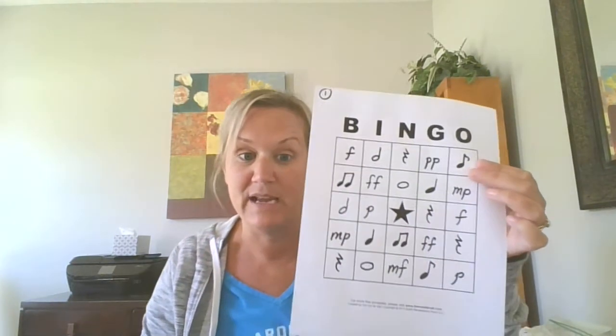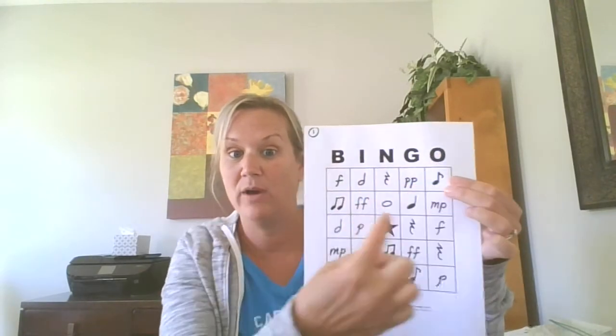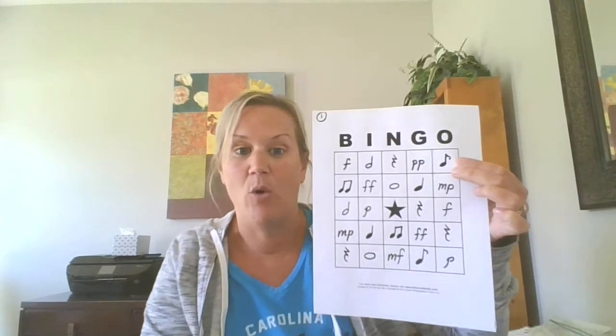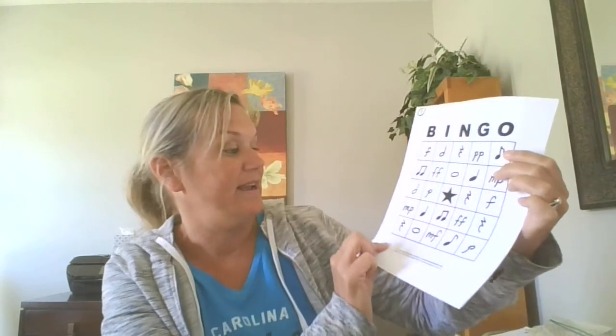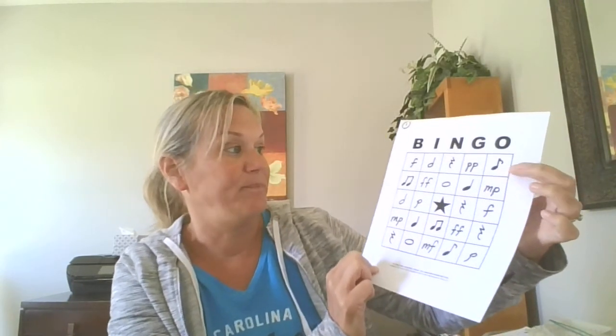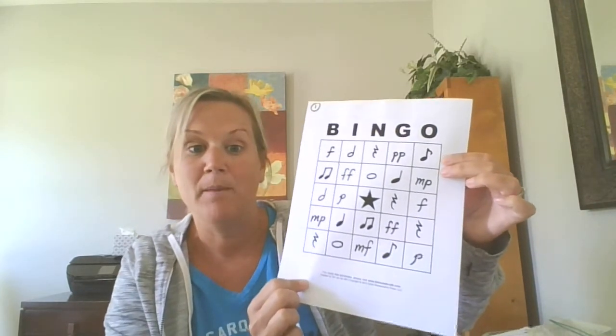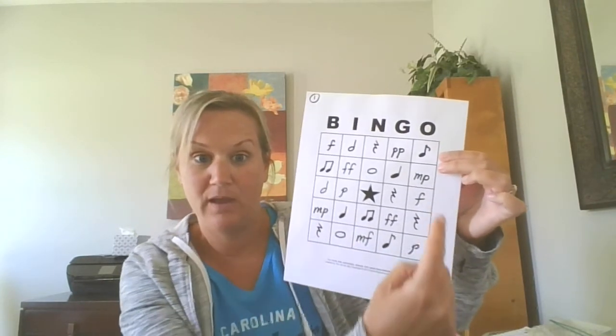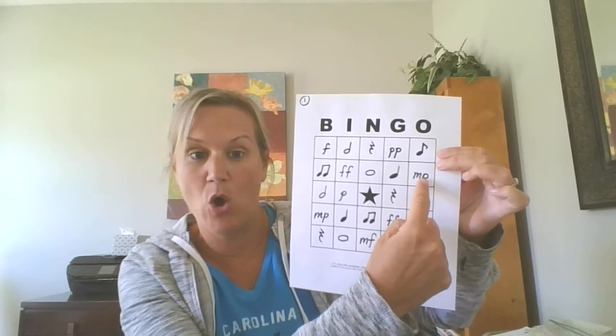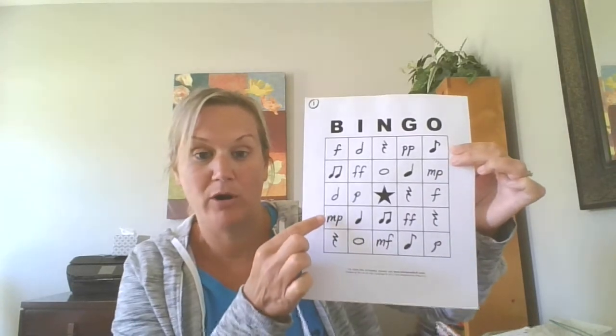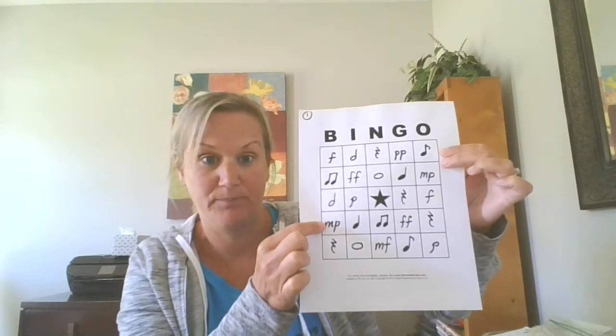Another thing that you need to make sure, I am going to be using the letters B-I-N-G-O. I'll say the letter first and then the column. So, for example, if I were to say O mezzo piano, you would only mark O mezzo piano. You would not mark B mezzo piano.